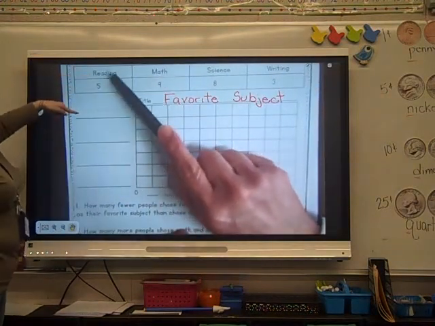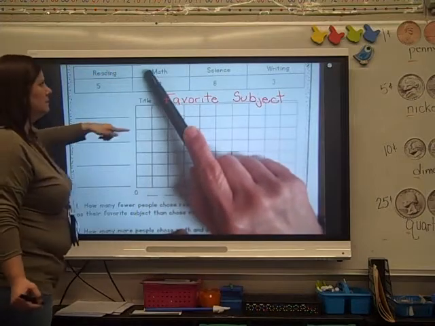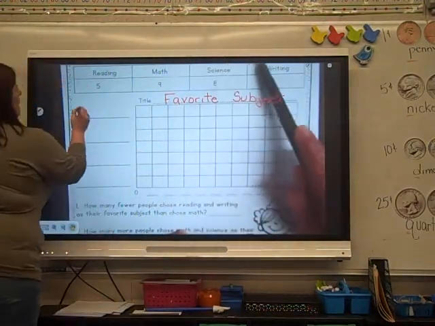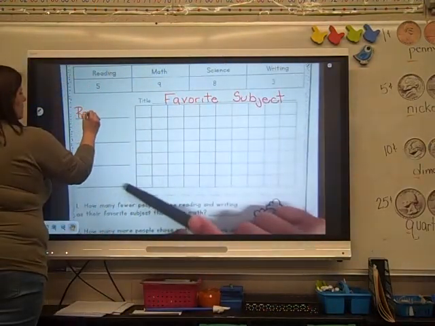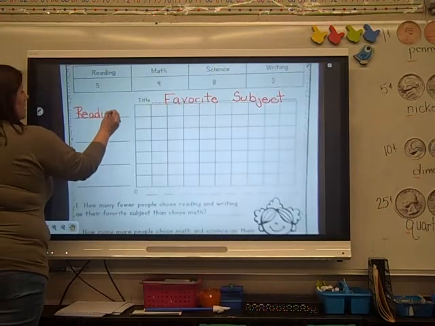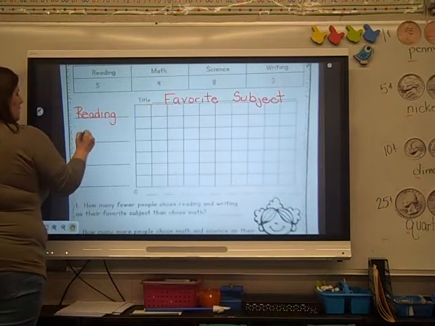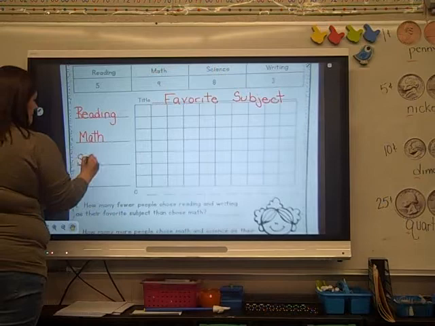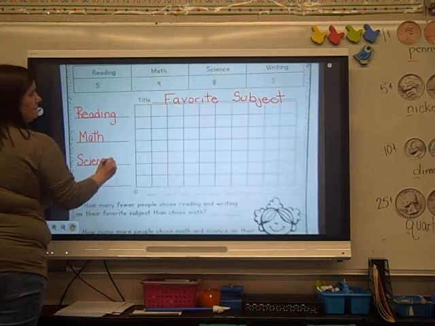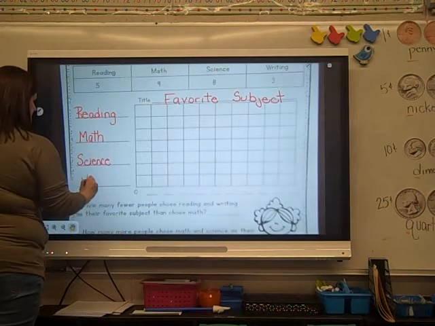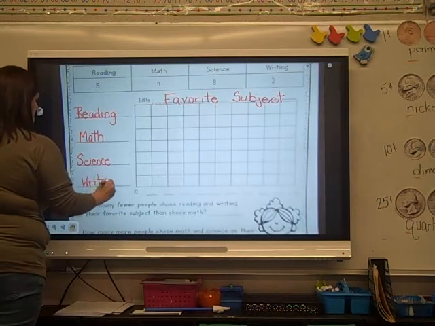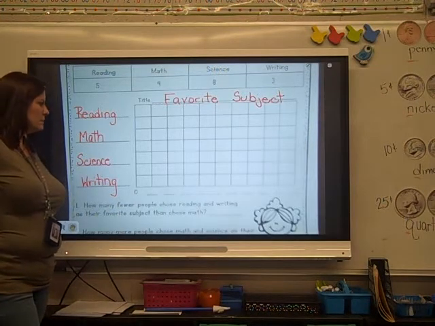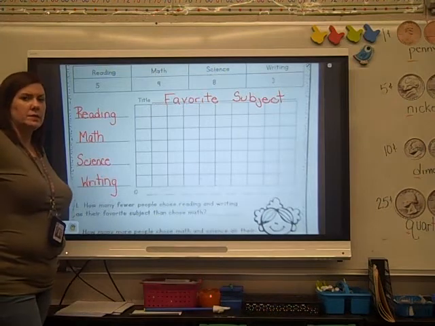Then on these lines, you have to write the different subjects. So copy reading on the first line, math on the second one, science on the third one, and writing on the last one. So go ahead and do that. If you need to stop the video, go ahead and do that. Stop the video and write your subjects, and then start it again when you're ready.